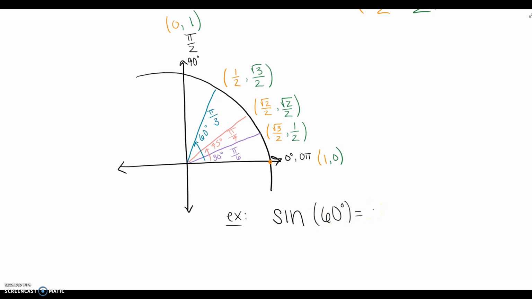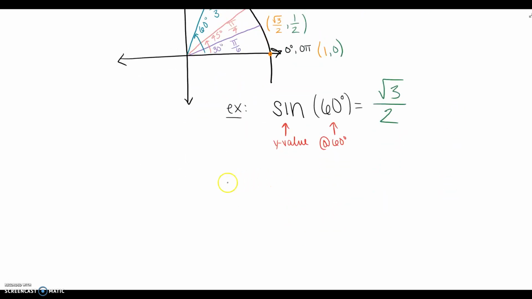Okay, what you're going to do is you're going to think, okay, what is the y value at 60 degrees on the unit circle? And you should know your unit circle. Maybe not just yet, but you will. And the y value at 60 degrees is root 3 over 2. So sine of 60 is root 3 over 2.